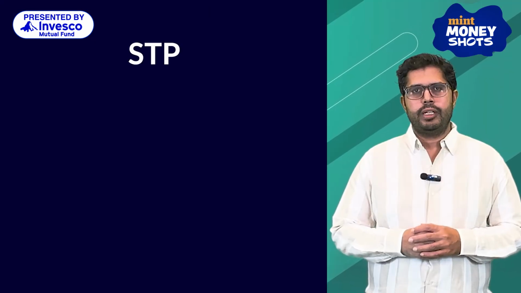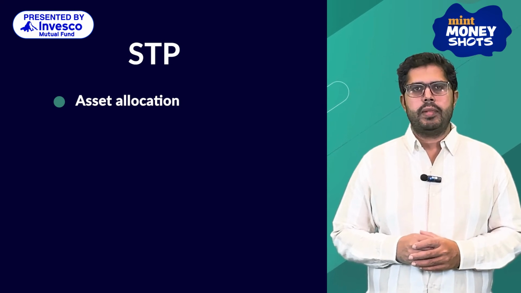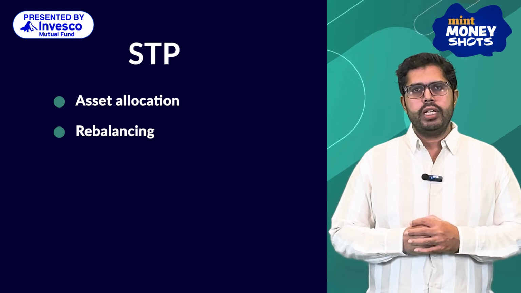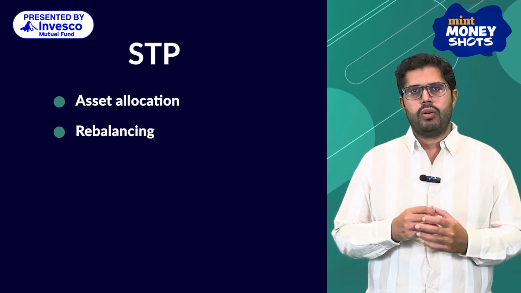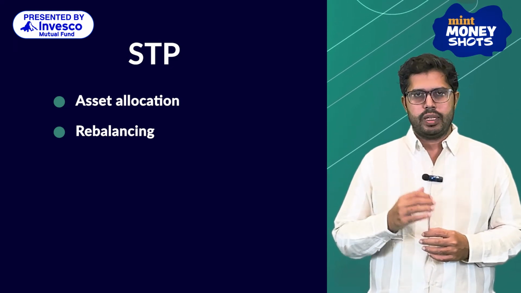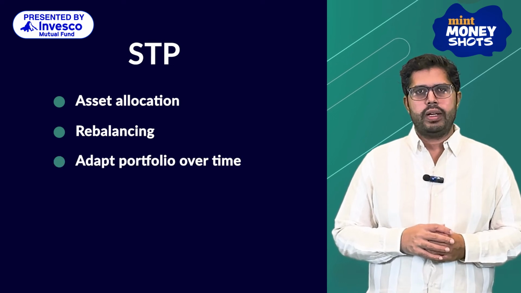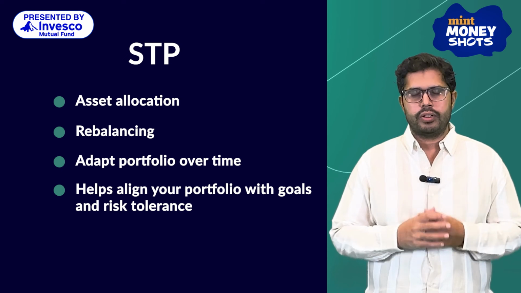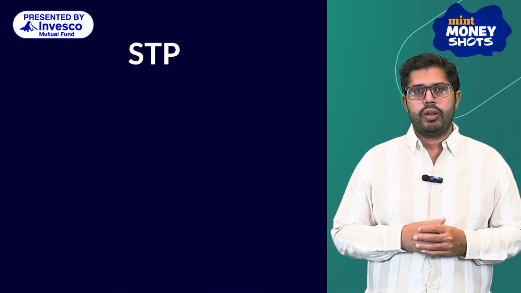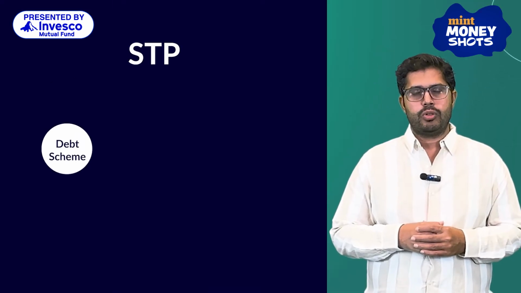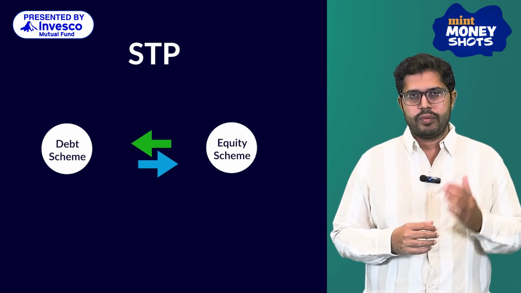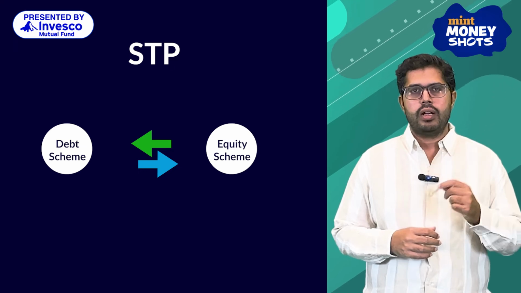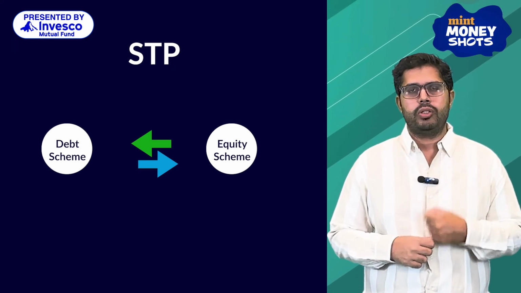An STP helps you stick to asset allocation by enabling systematic, gradual rebalancing between asset classes. Whether you need to shift funds into equities or dial down risk with conservative schemes, STP makes it easier to adapt your portfolio over time, making sure it aligns with your long-term goals and risk tolerance. For example, during market volatility, an STP allows you to transfer funds from debt to equity or vice versa, keeping your portfolio balanced without large, abrupt changes that could impact your returns.